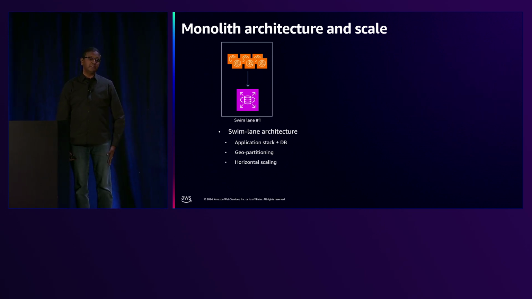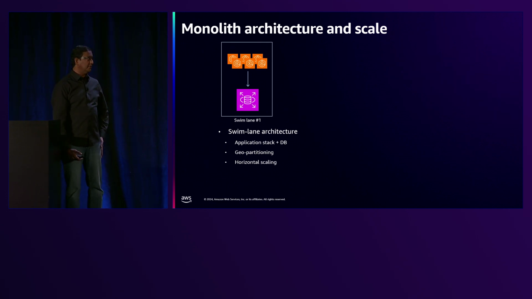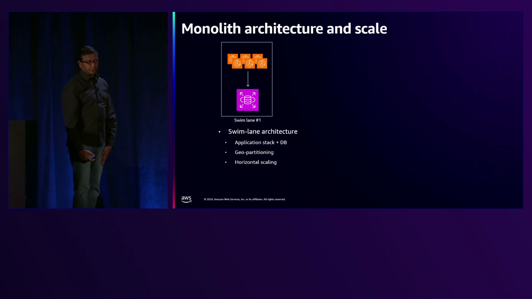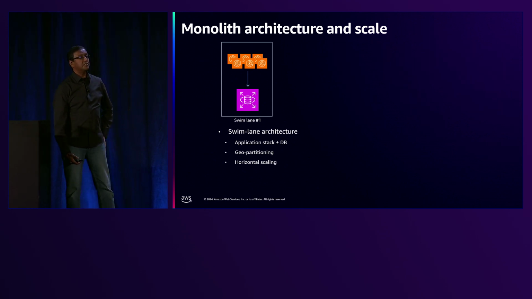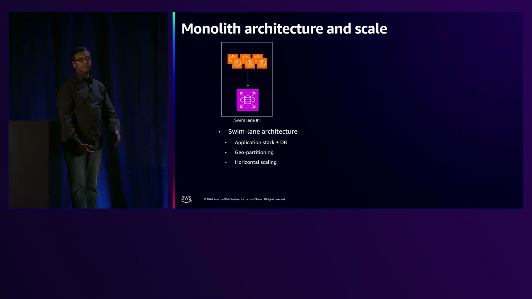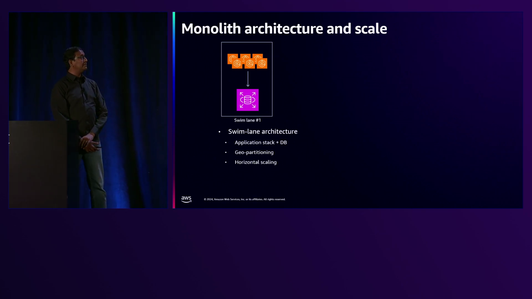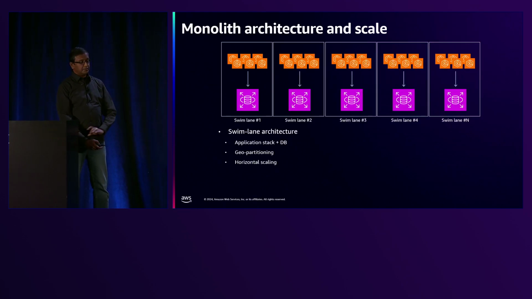One is scalability. As we need to scale the system, we can keep adding swim lanes and scale horizontally. The second is geo-partitioning. As we have a global customer base, this allows us to host customers from different regions in different swim lanes and possibly even deploy in different AWS regions. And today, we have a fleet of these to manage our 10 million customers.